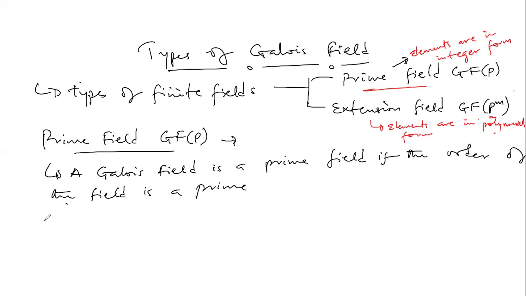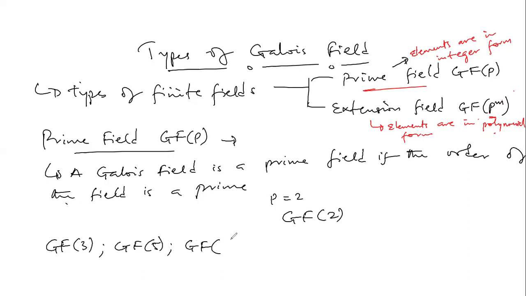An example of a prime field would be where P is the same as 2, and here we denote this as Galois field 2. Some other prime fields are Galois field 3 and Galois field 5. Can you give me some more examples? This has to be a prime number. Can someone give us another prime? Possibly 7. Okay, which do we have next?